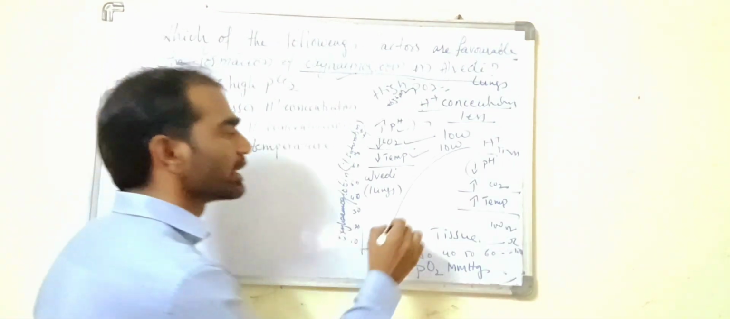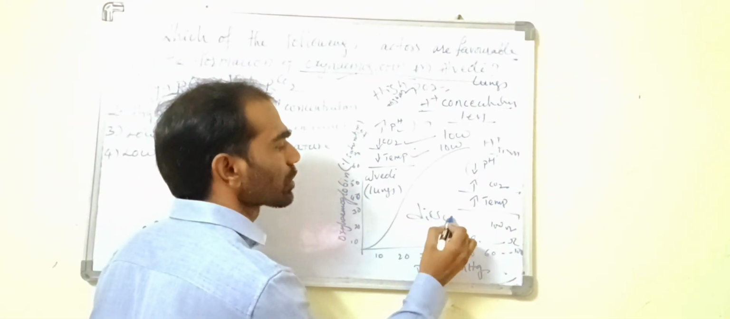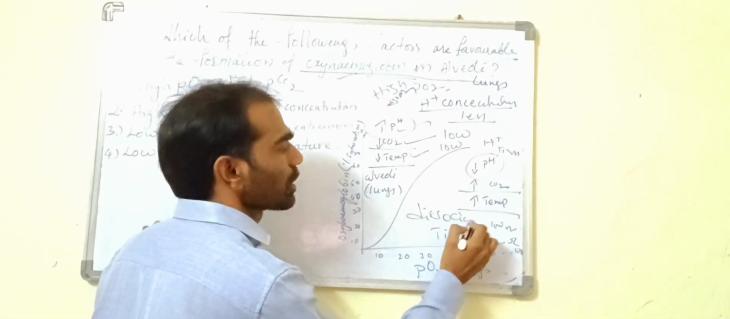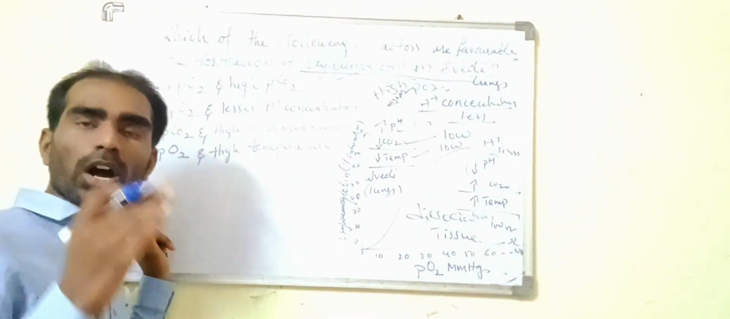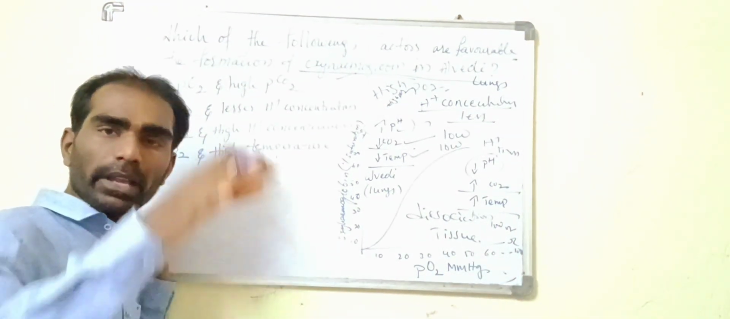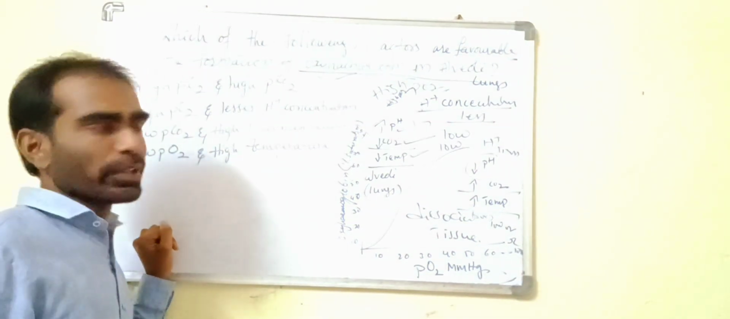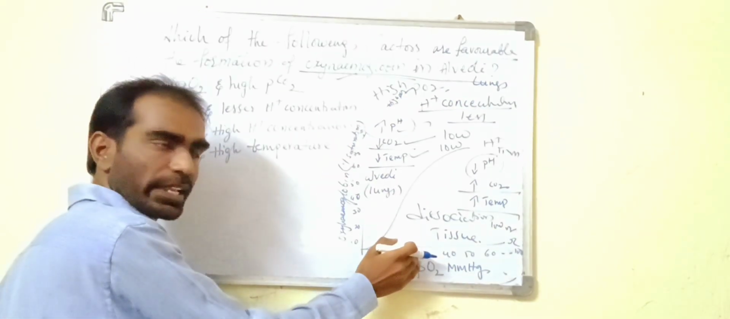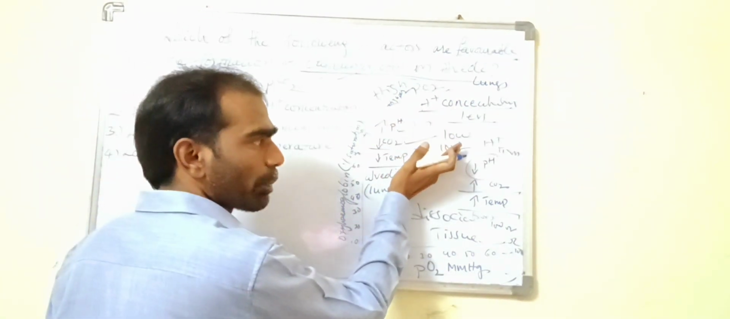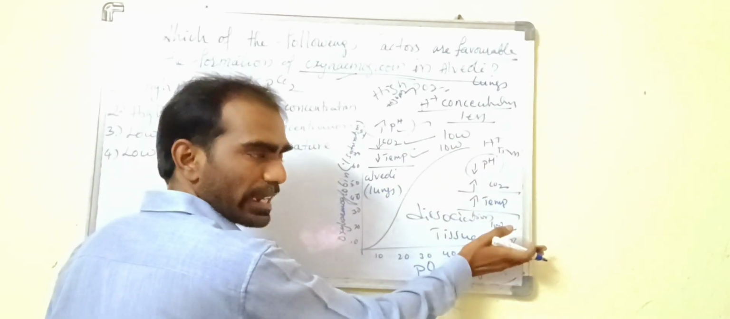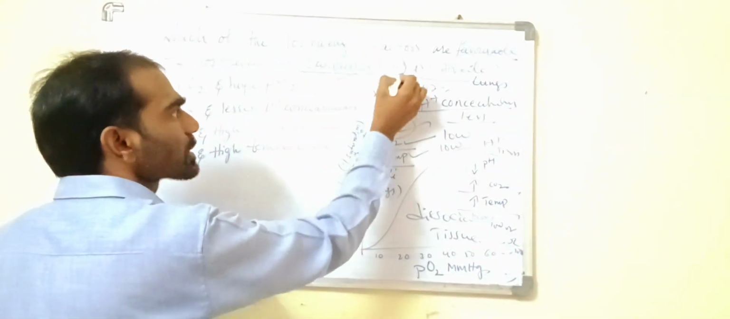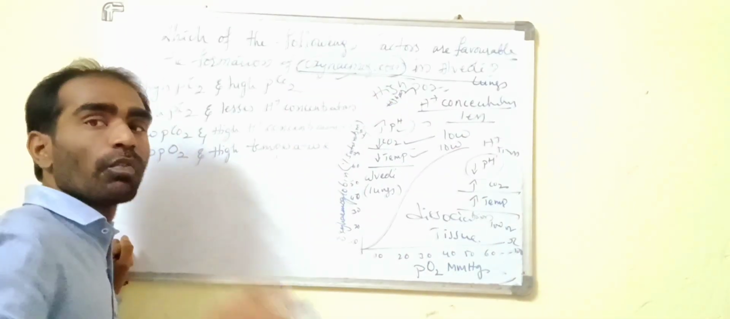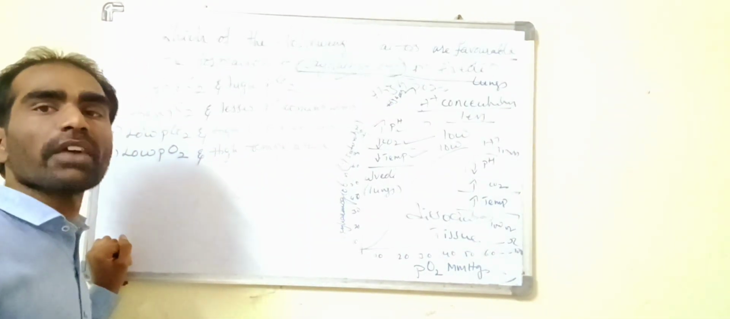So here what happened? Dissociation. That means the binding of oxygen with the hemoglobin will be decreased. It is association here, it is dissociation there. So because of that, this will be moving towards the right side. But the question is asking what type of conditions are favorable for oxyhemoglobin formation.